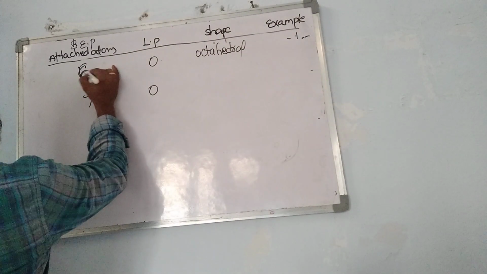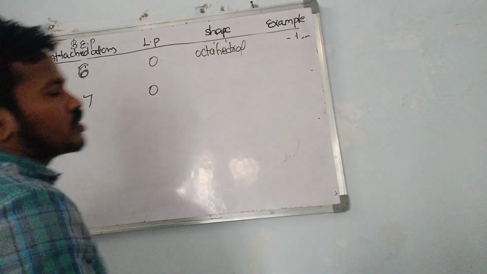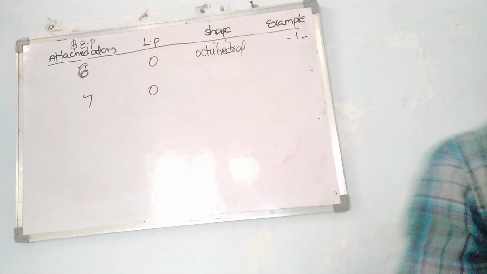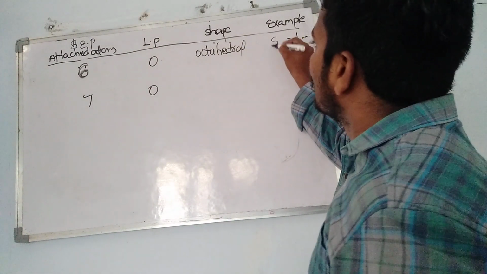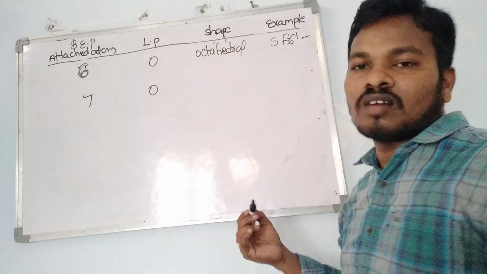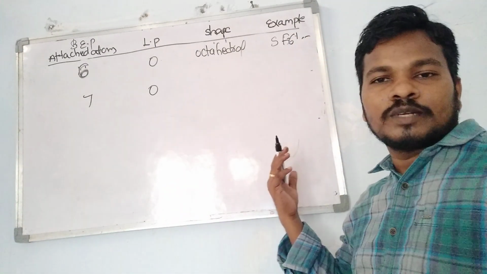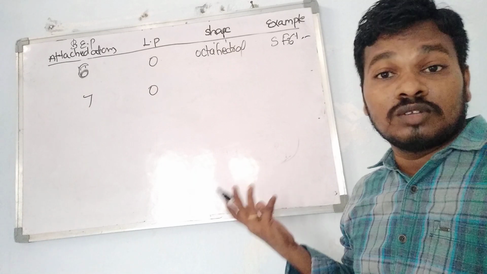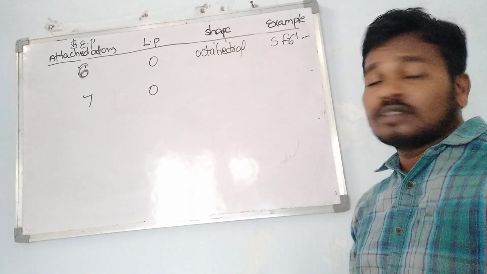If you want to remember very easily, see here the 6, the lower part looks like 0. It is called octahedral. What is the example? SF6, total 6 valence electrons. 6 valence electrons participate in bonding with the 6 fluorine atoms, so there is no lone pair of electrons. This is the way you have to remember.